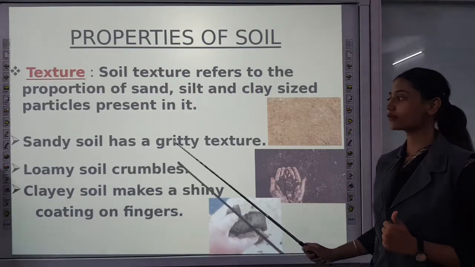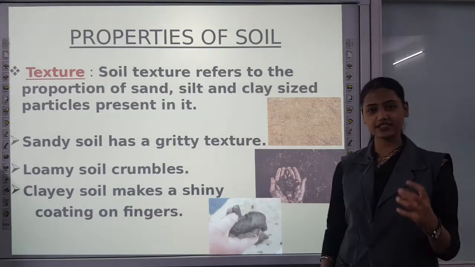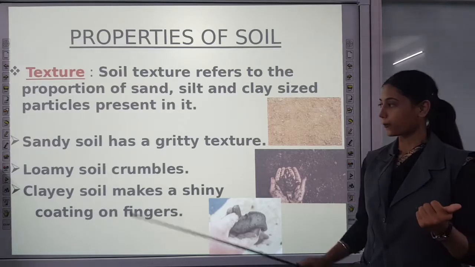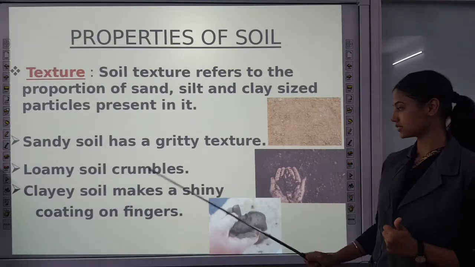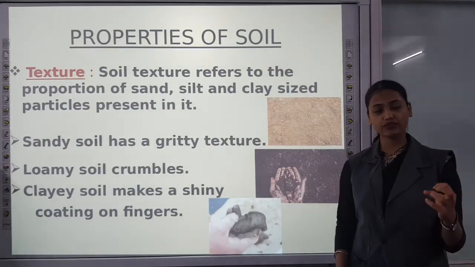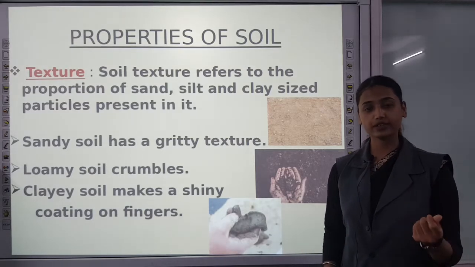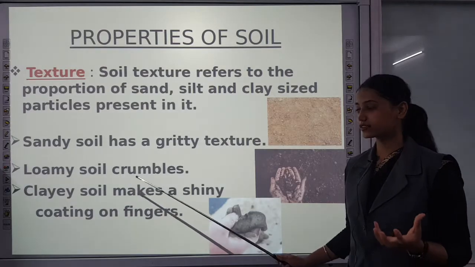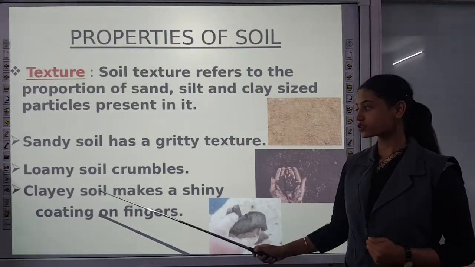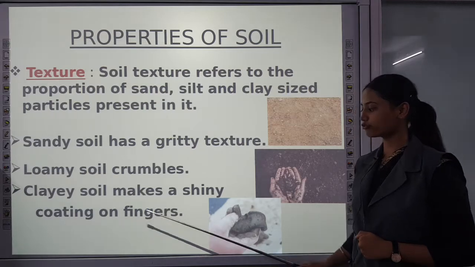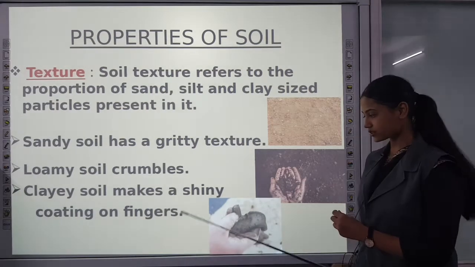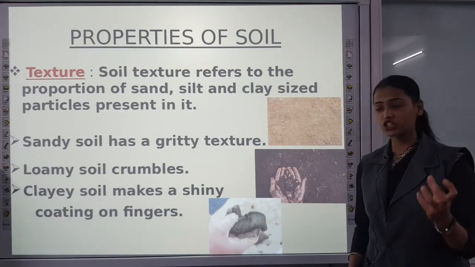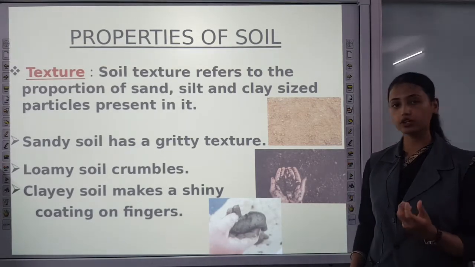Sandy soil has a gritty texture. Gritty texture means it has a rough texture. When you touch it, you will find it very rough. Loamy soil crumbles. Take loamy soil and rub it in your fingers, then what will happen? It will break and fall apart. So it has a crumbly nature. Clayey soil makes a shiny coating on fingers. When you rub clayey soil in your hand, it will leave a shiny coating on your fingers.